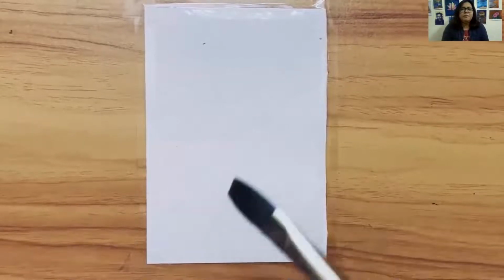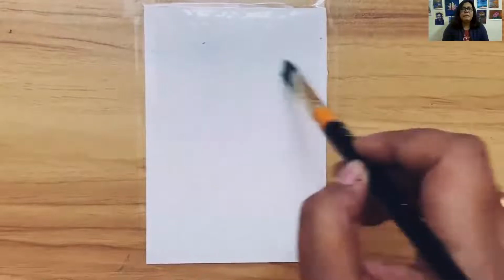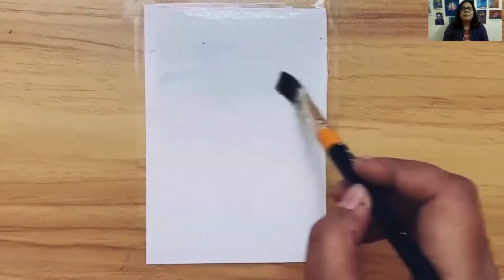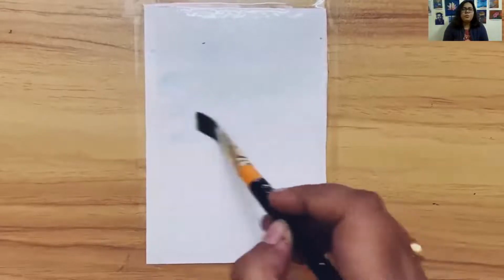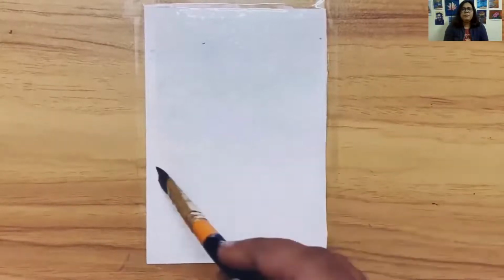So here we'll take a nice thick brush, dip it in water. And first, just the top portion we'll be painting. If you want, you can wet it a little bit, only just half of the paper. If you don't want, don't do it. If you're not very sure about regulating the water content, don't do it.